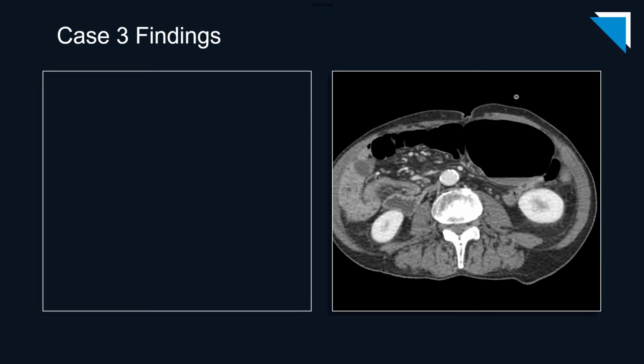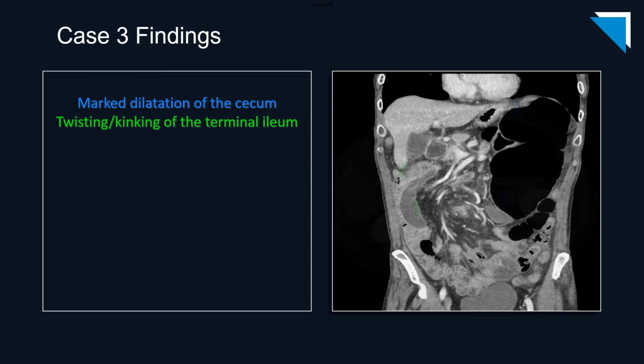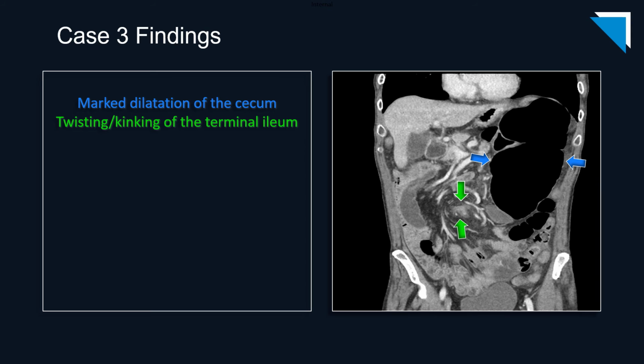Let's review the findings first on this axial image, where there is marked dilatation of the cecum in the left upper quadrant. The terminal ileum is decompressed, twisted, and kinked. On this coronal image, we can again appreciate the markedly dilated air-filled cecum in the left upper quadrant, and in the adjacent mesentery, the decompressed, twisted terminal ileum.